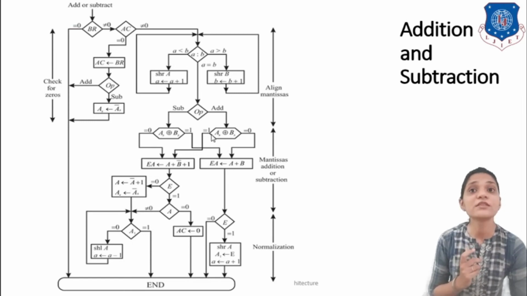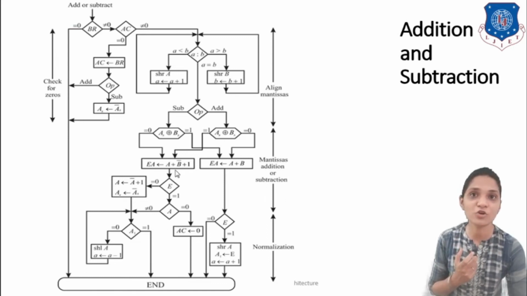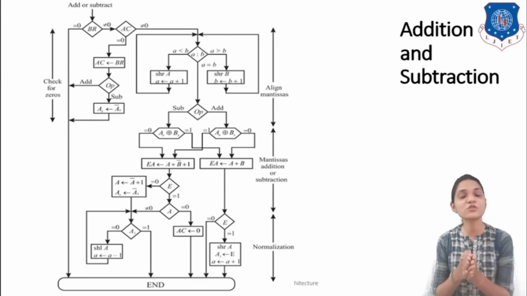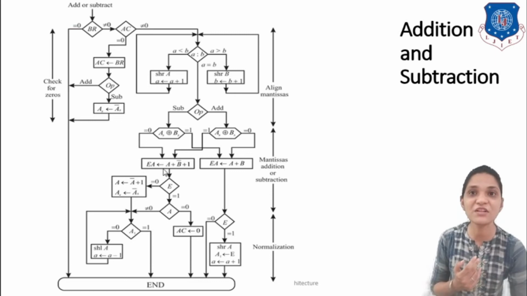But if the sign is addition operation is there and the sign is not equal, that is, the XORing result is 1, that is, one is 1 and another is 0, so your XORing will be 1. So at that time you will do the subtraction operation. But subtraction operation means you will add the 2's complement of b, that is b bar plus 1. So EA will be equal to a plus b bar plus 1.